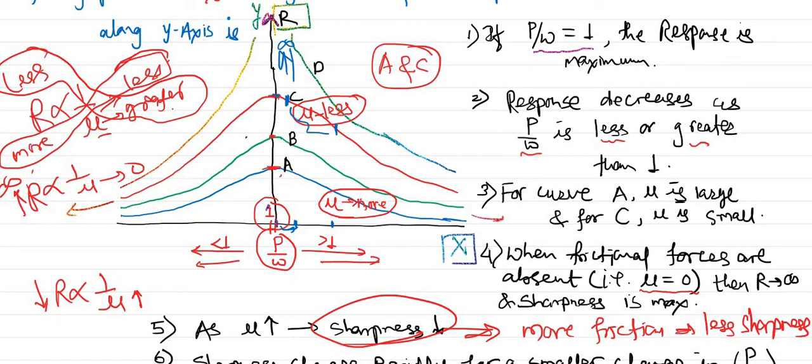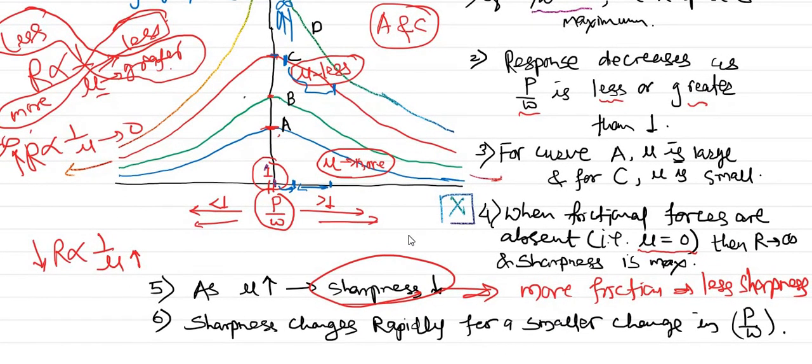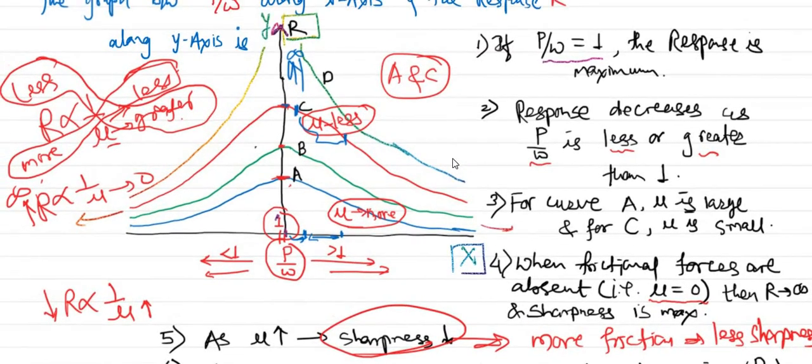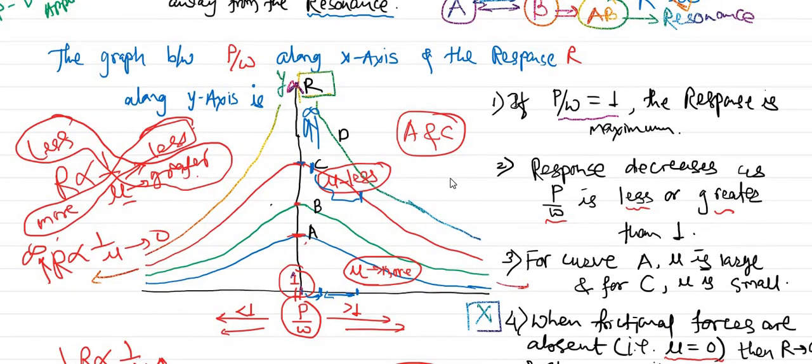So this is a very rapid change, but we changed the p by omega value in a very small manner. So in short, for a very small change in p by omega, we will have a very rapid change of response, and ultimately when response has a rapid change, the sharpness of resonance will also have a rapid change. So this is all about the sharpness of resonance. In the last video we did everything, but in today's video we discussed some theoretical aspects and this graph.